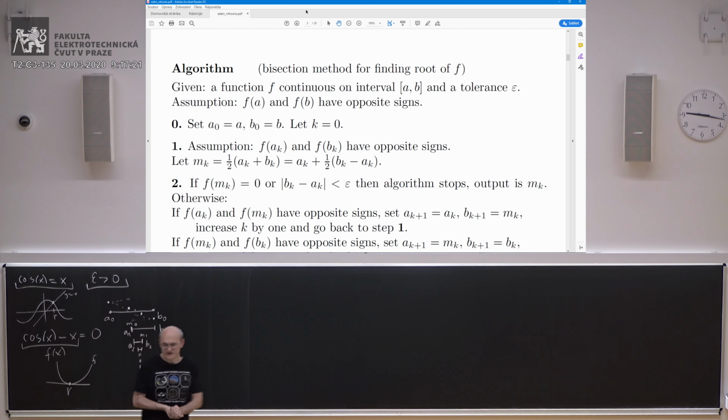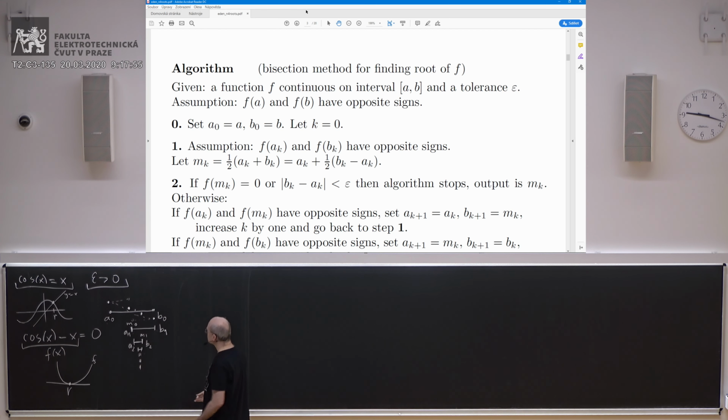And then we construct the midpoint in step 1. And you can see that the first formula is just the algebraic average. I will get to the second formula shortly. And then we compare the signs of the old endpoints and the midpoint. And we are looking for the change of sign. And in part 2, we first check, perhaps we found the root by accident. And then, of course, the algorithm stops. And if it doesn't stop, then we have to say what is the official output.